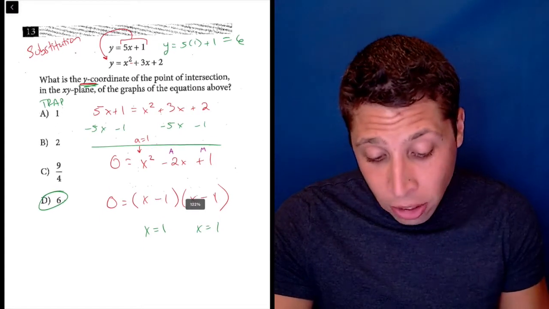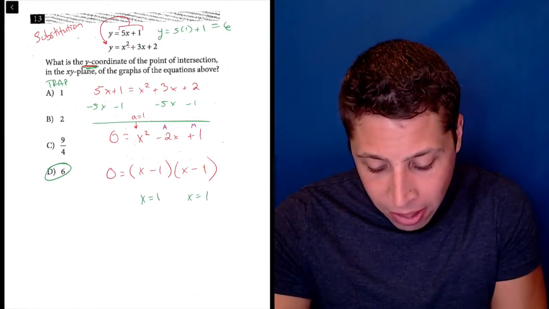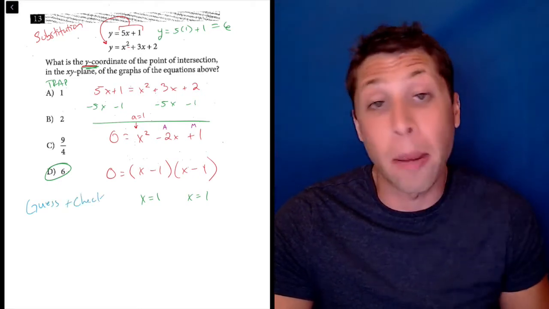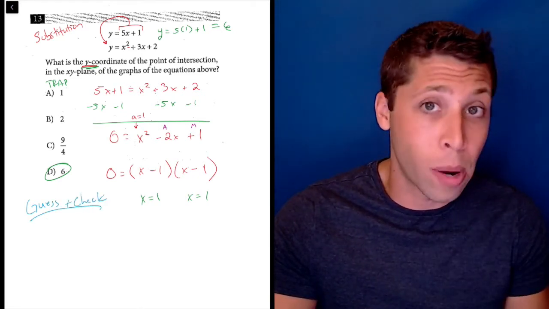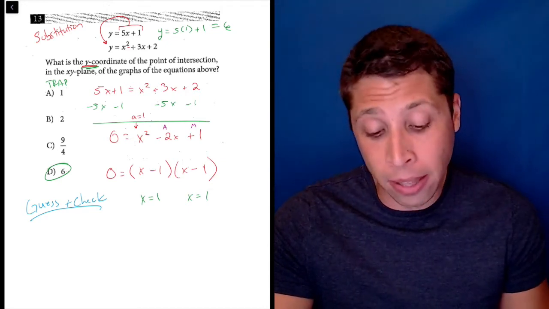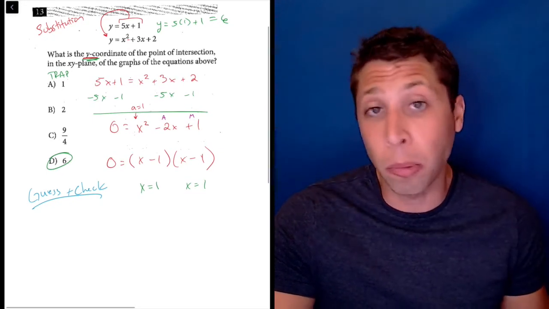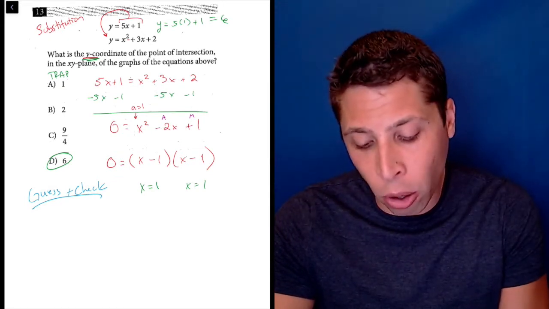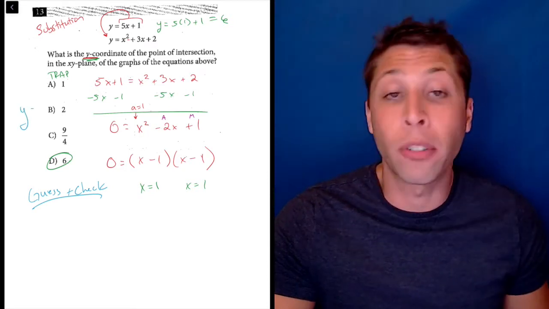Now I could have guessed and checked, like I said. I don't think it's that efficient. I think you're going to need to know how to do these algebraically. Sometimes they appear in the grid-in free response questions, so you're going to have to just know the algebra for those cases. But in this case, if you didn't feel confident in the algebra, you could brute force it by doing guess and check. You just have to make sure that all of these choices are going in for your y.